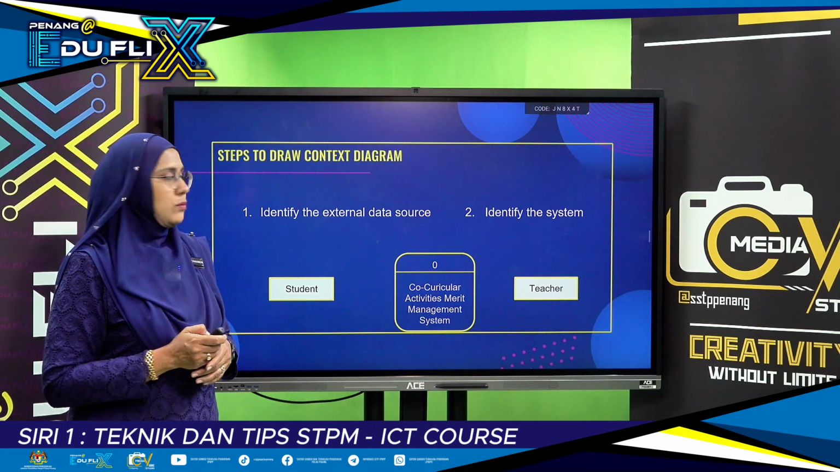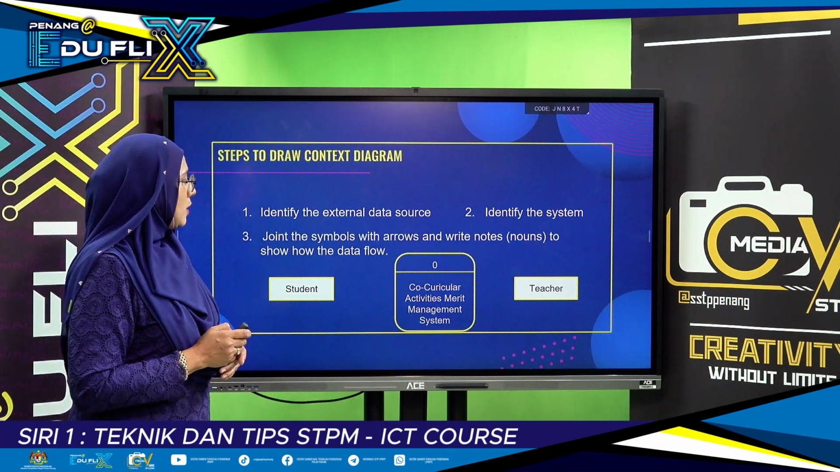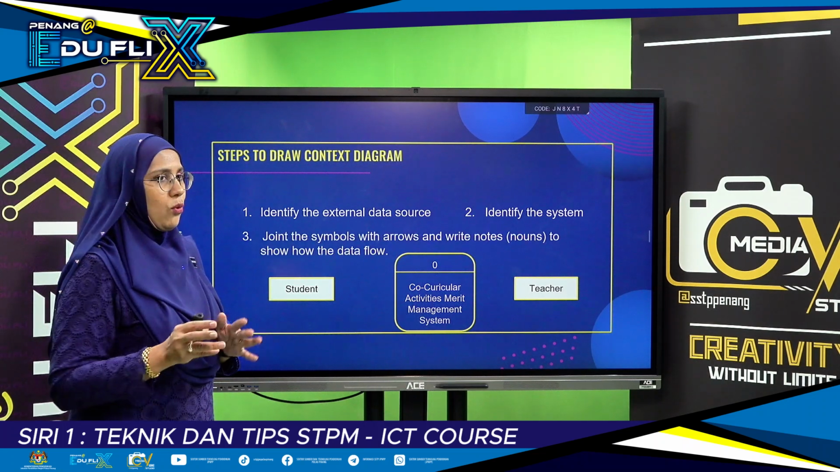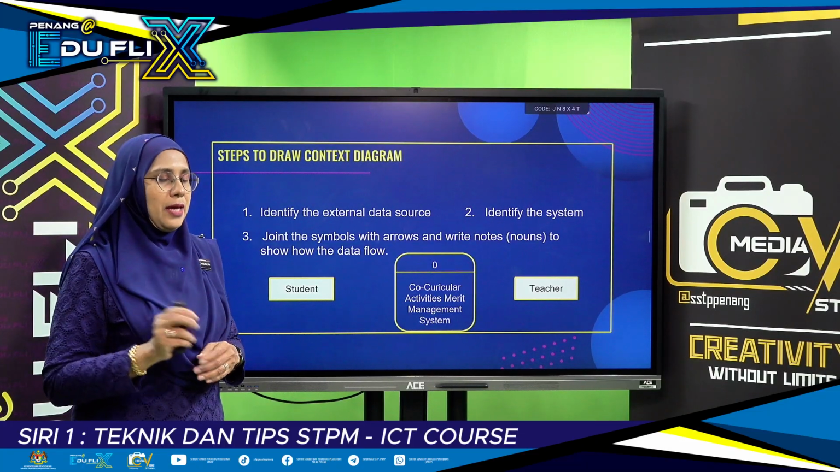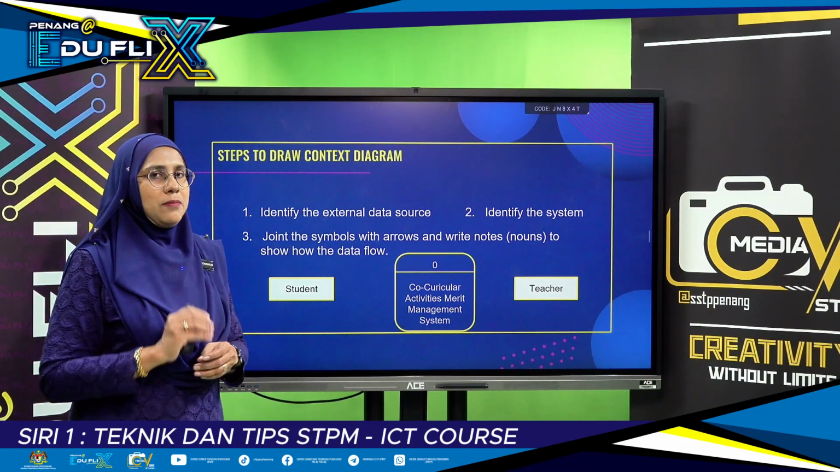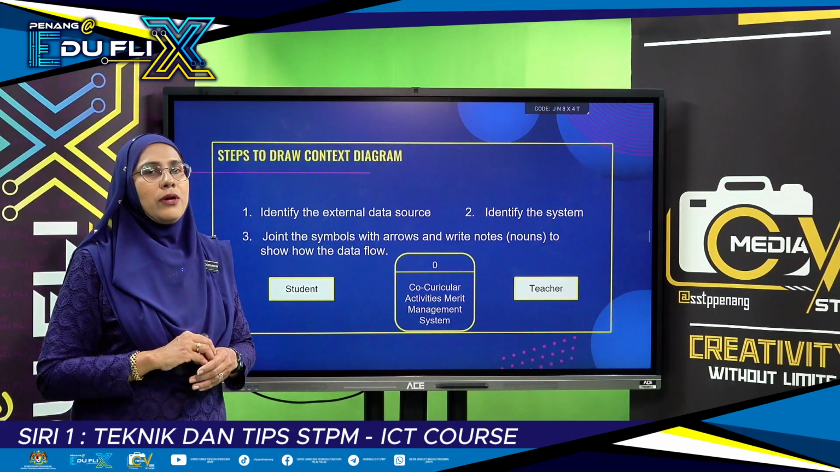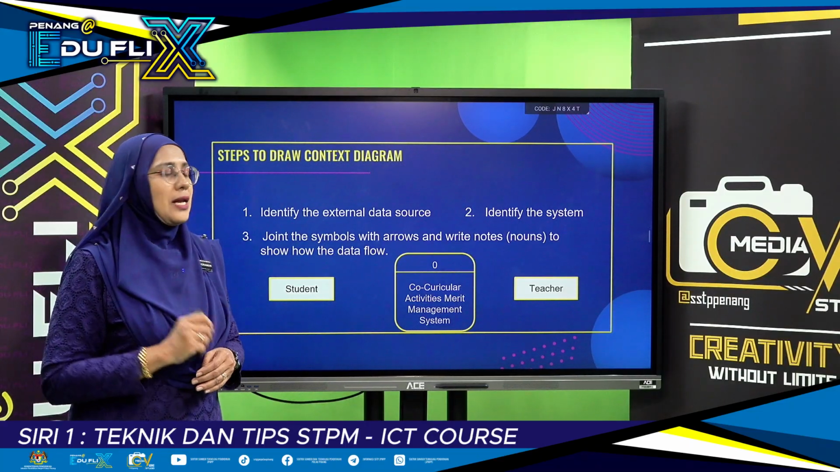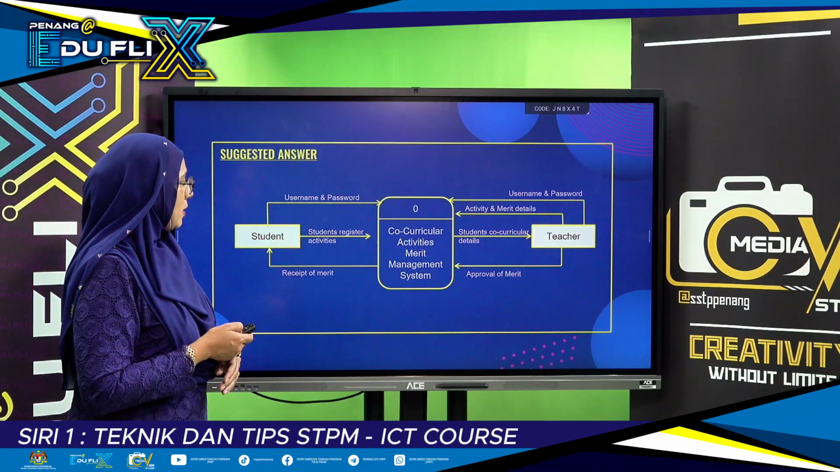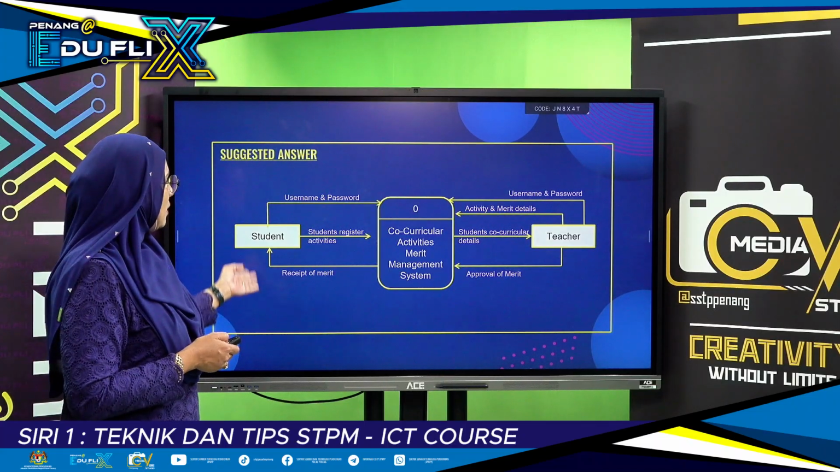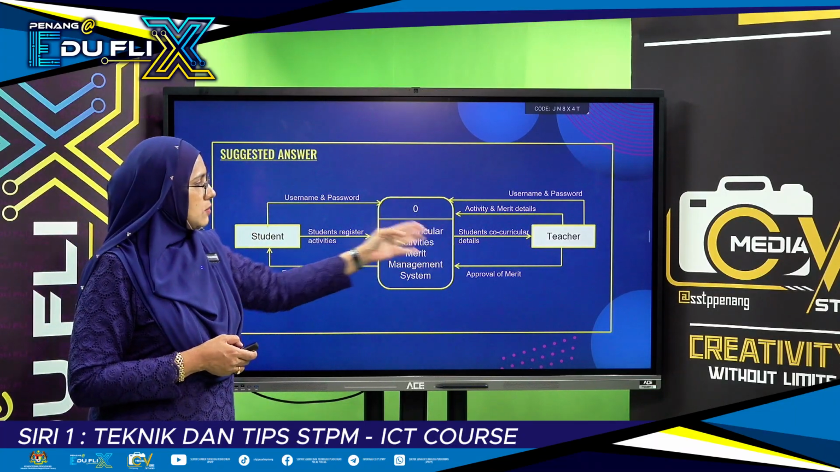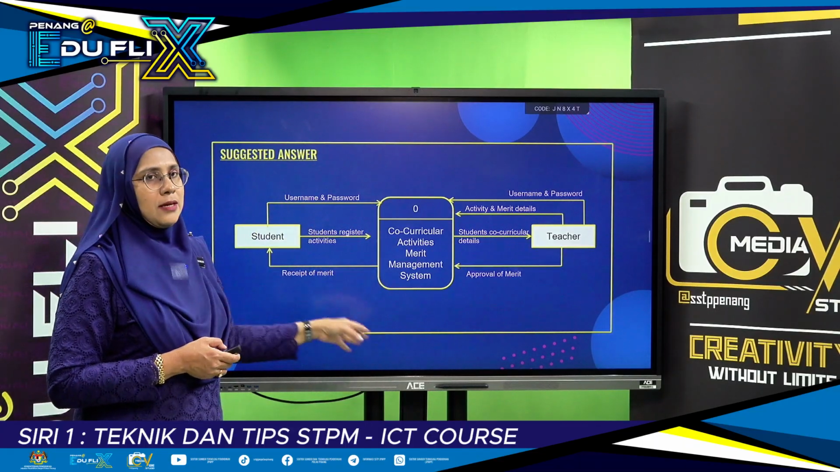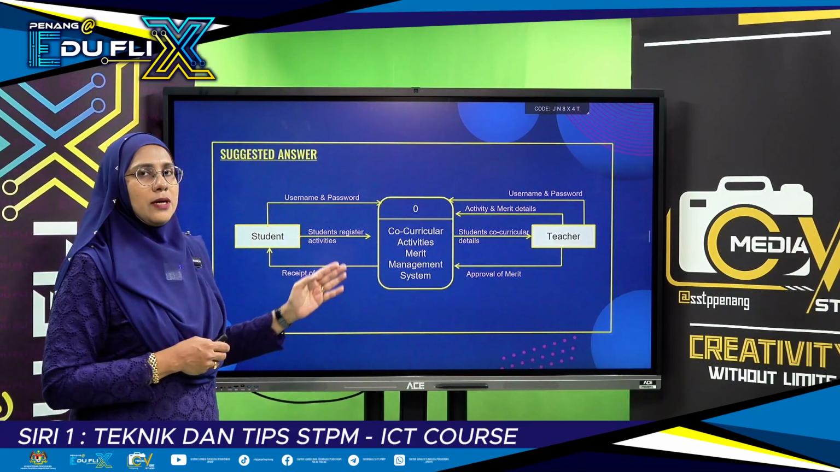All right, next we will just draw arrows, okay, to show the flow, and you have to write notes, okay, to show what's happening, and your notes must be nouns. You cannot use verbs, okay, must use nouns. All right. Okay, so this is the suggested answer. Student, system, and then teacher. So what's happening here? All this flow is from the question.